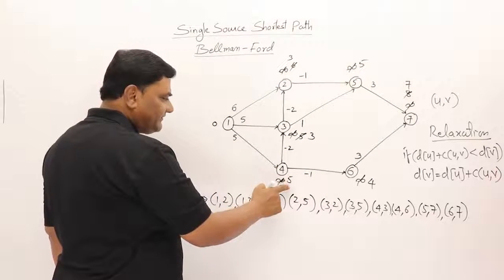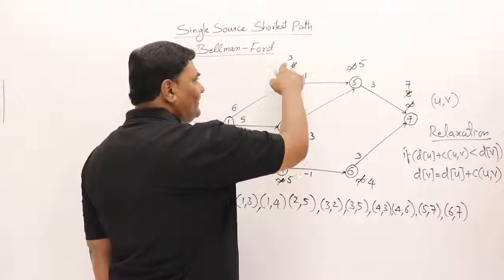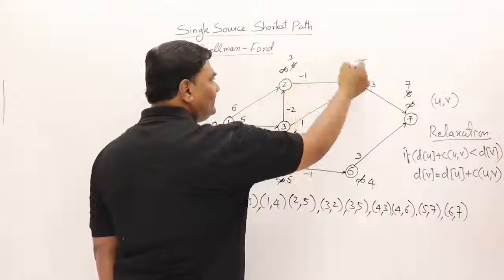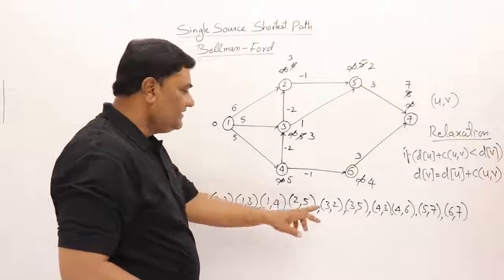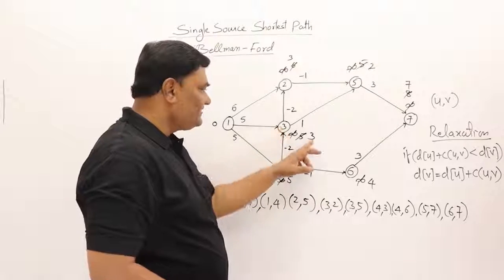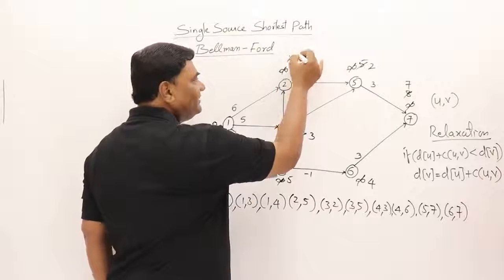0 plus 5. This is 5 only. No change. Then 2 to 5. 3 minus 1 is 2. That is changing again. So 3 to 2. So 3 is how much? 3. 3 minus 2 is 1. So this will change to 1.